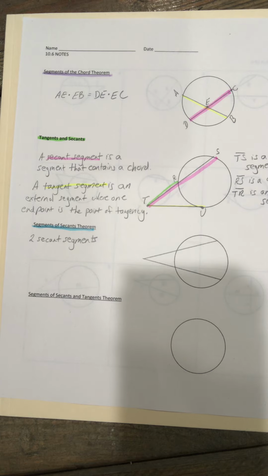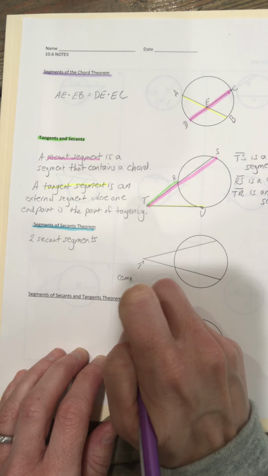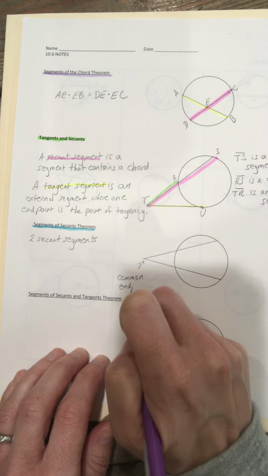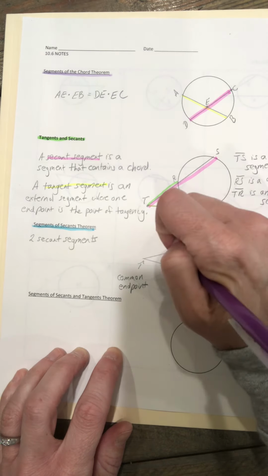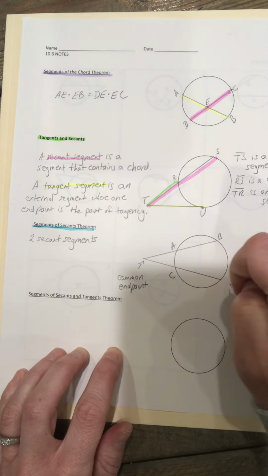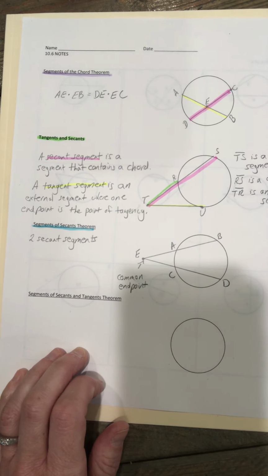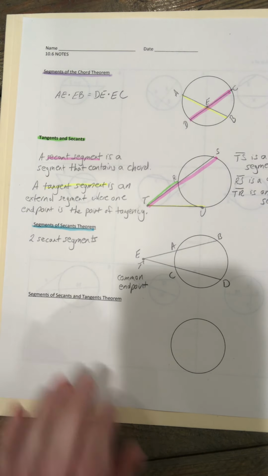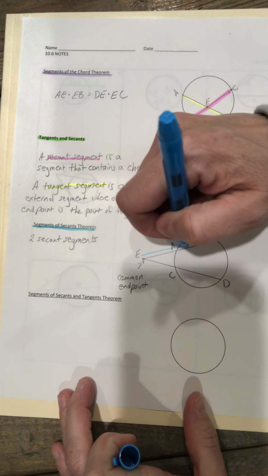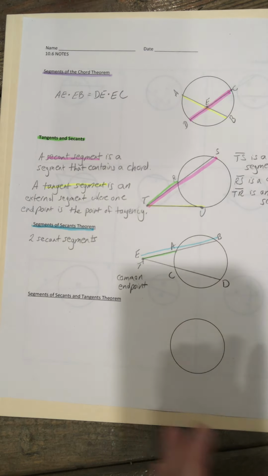And the theorem states if you have two secant segments that share a common endpoint, so this in this case would be my common endpoint. That's what we're looking at there. And let's give some letters. Let's say A, B, C, D, and that common external point will be E. All right? The product of the lengths of one secant segment and its external segment. Now let's think about that. One secant segment would be EB. Its external segment would be EA.